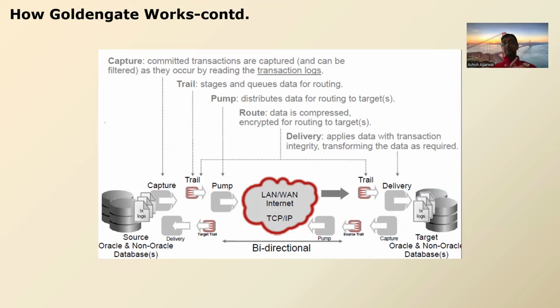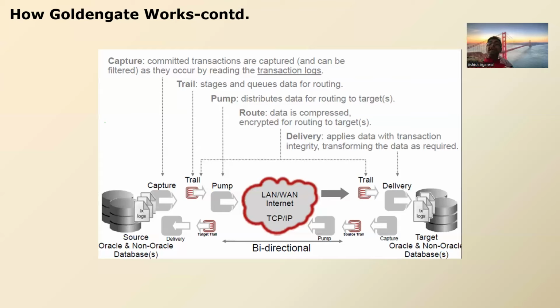One more point. The target of the extract process is the local trail, which acts as the source for the data pump process. In the same way, the target of the pump is the remote trail, which acts as the source for the replicate process. So remember one thing, each process in GoldenGate is independent of the others. Basically, your extract process can run even though your pump and replicate are down. Your pump process can run even though your extract and replicate are down. Your replicate process can run even though your pump and extract processes are down.